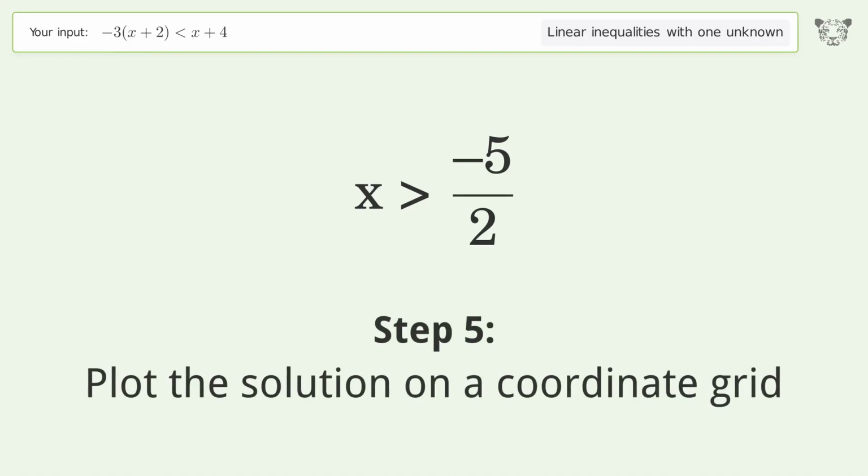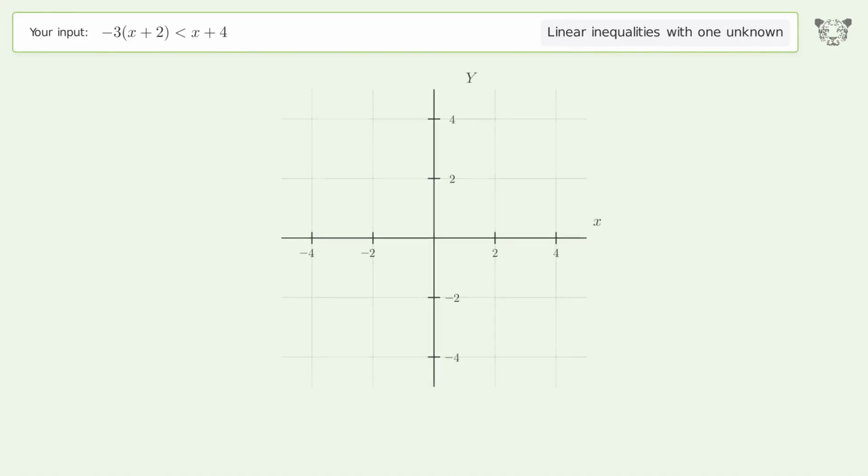Plot the solution on a coordinate grid. And so the final result is x > -5/2 > -21/2.